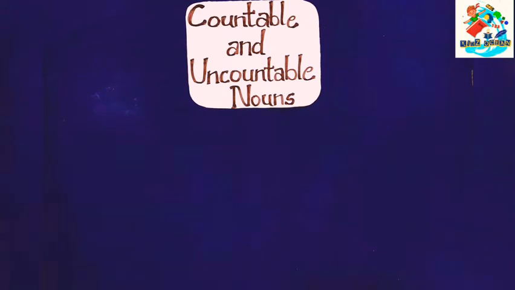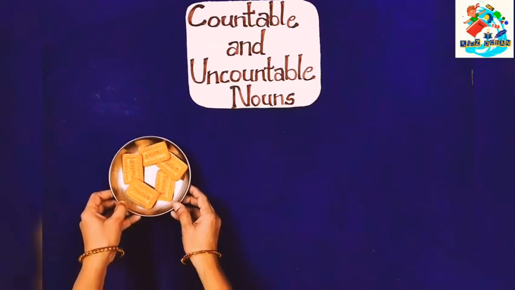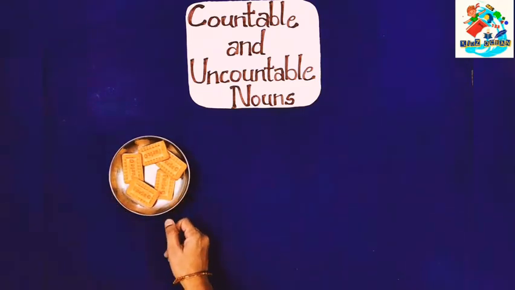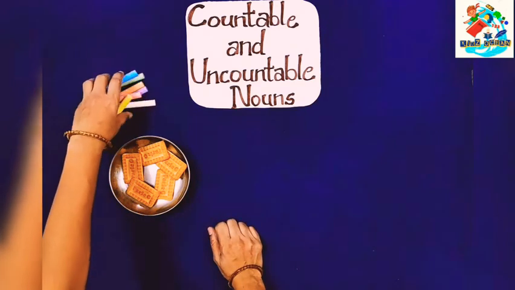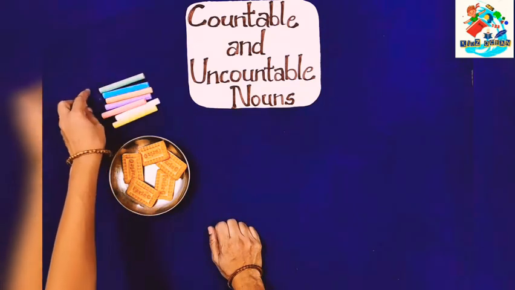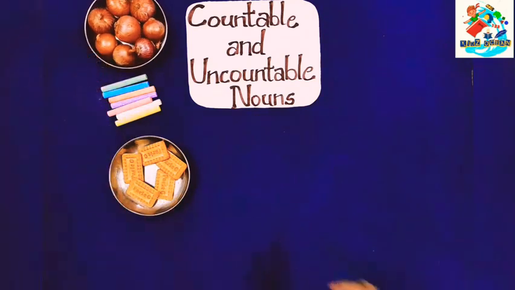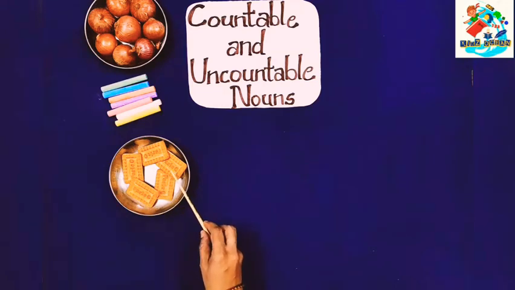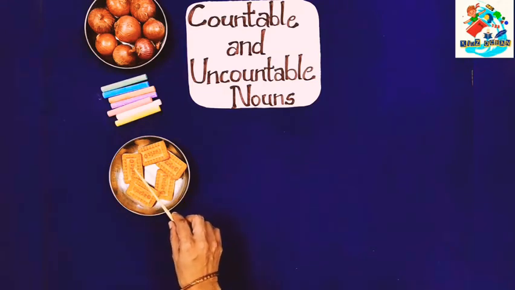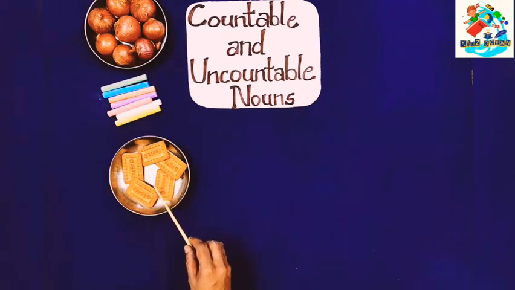Now I will show you certain things or objects. See, these are biscuits. These are colorful chalks. And these are onions. Now see children, we can count biscuits. The number of biscuits in this plate: 1, 2, 3, 4, 5. So there are 5 biscuits in this plate.